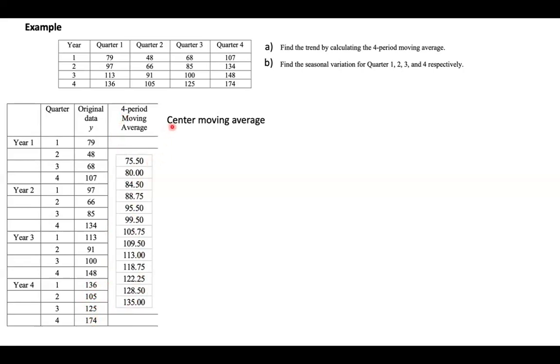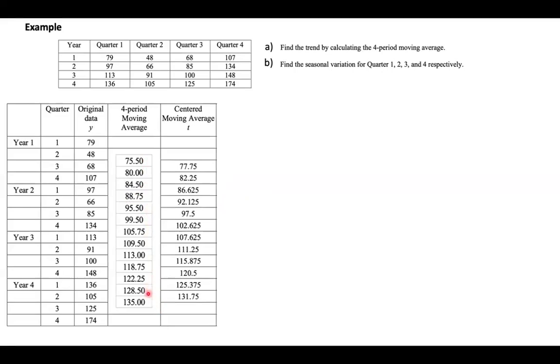Next, we calculate the center moving average. So we look at the first 2 numbers, and then we calculate the average of these 2 numbers. So we go 75.5 plus 80 divided by 2. That'll be 77.75. Likewise, from the previous 4-period moving average, we move 1 down. And then we look at the average of those two numbers. So 80 plus 84.5 divided by 2. And then again, 84.5 plus 88.75 divided by 2. And you do that all the way to the bottom. And once again, I believe the last one would be 128.5 plus 135 equals the last number. And we don't have the next one because if you move one down, there's just one number left, 135.